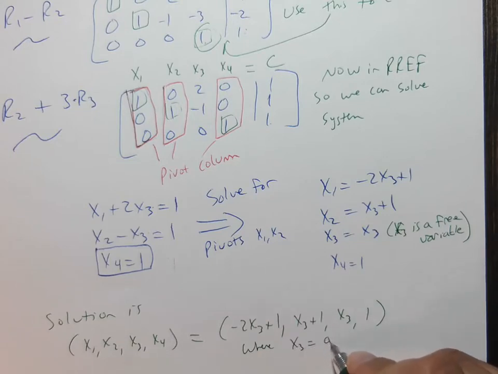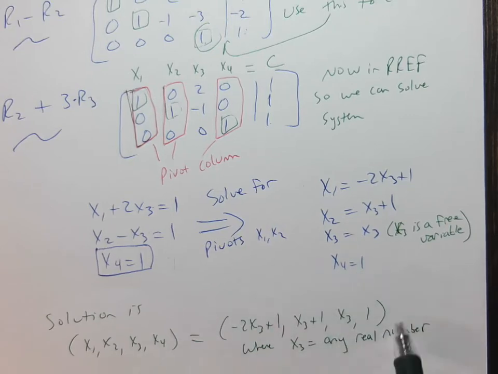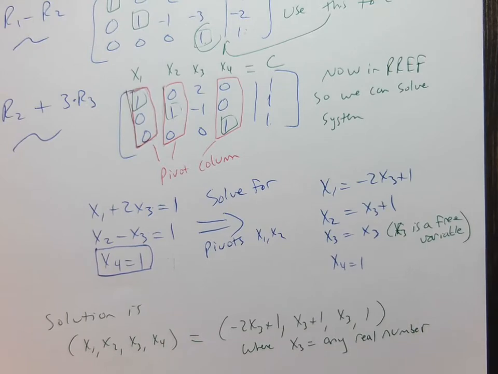Now we say x3 is a free variable because we can say that x3 is any real number. And that's why this one has infinitely many solutions. It has infinitely many solutions because you can plug any number into x3 and it will be something that satisfies this system. And so since you can plug infinitely many things in, that's what makes it infinitely many solutions. Okay.